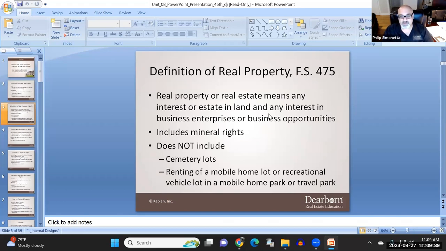So definition of real property, Florida Statute 475 describes real property or real estate as any interest or estate in land and any interest in business enterprises or business opportunities. It includes mineral rights. Okay, it does not include cemetery lots, renting of mobile home lots or recreational vehicle lots in a mobile home park or a travel park. So cemetery lots and mobile homes and recreational lots are not included in real property as per Florida statute.